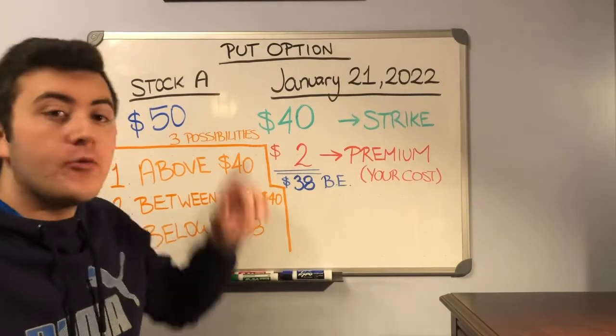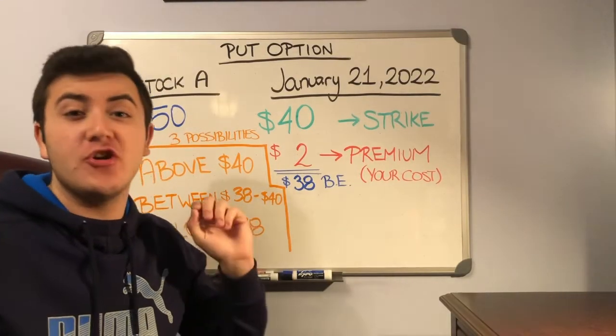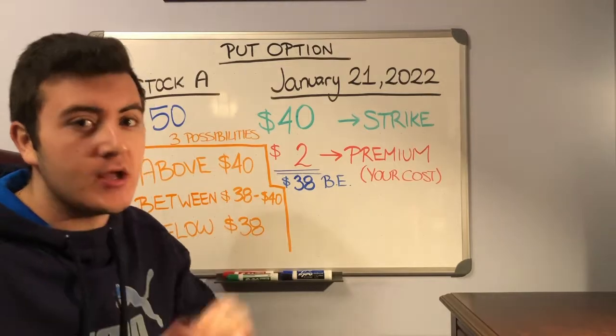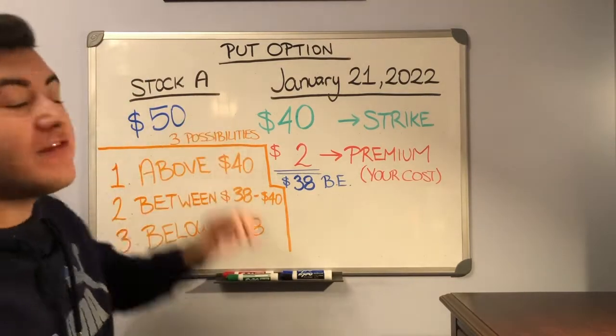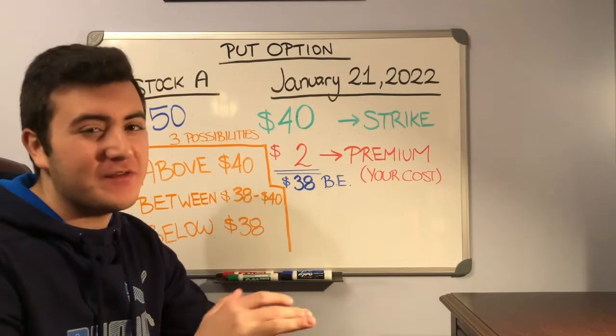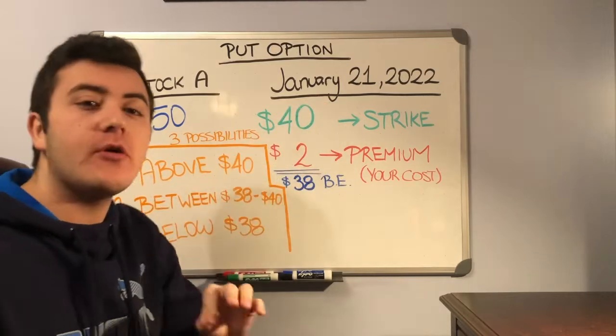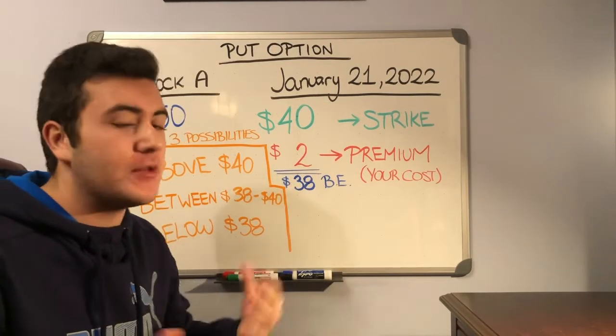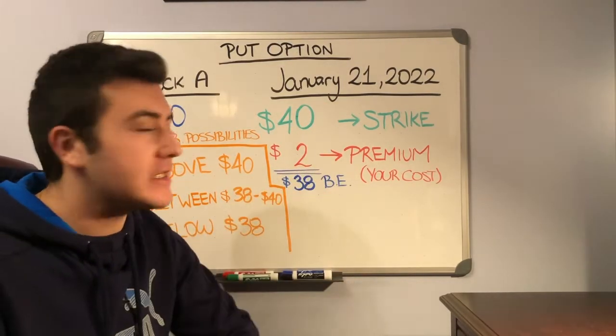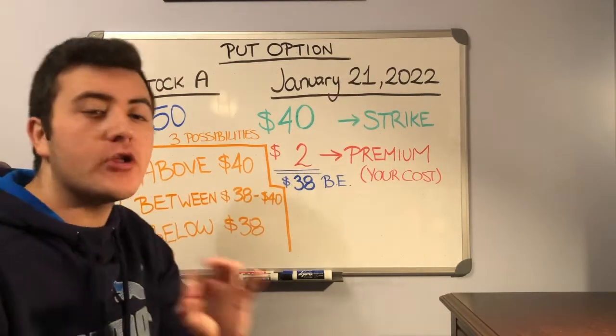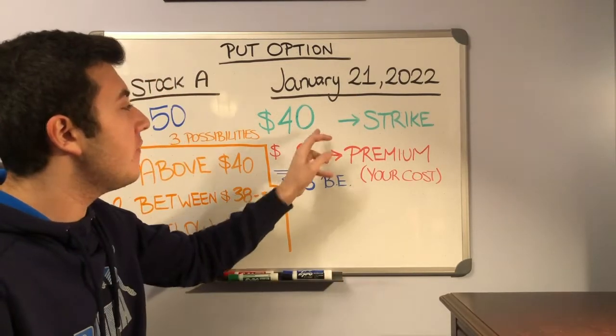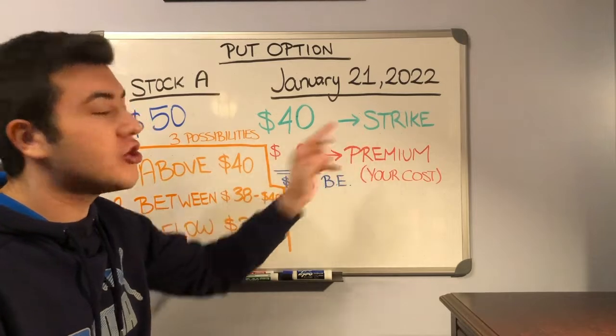Alright guys, now we're going to go through the put option example. Basically here you're betting that a stock will go down by a certain date. Now, let's say you have the exact same stock, stock A, at $50 a share. Now, you think by January 21st, 2022, again, you can pick whatever date you want, but this is just for the example. You think by January 21st, 2022, it's going to go below $40. Now, that will be your strike price.